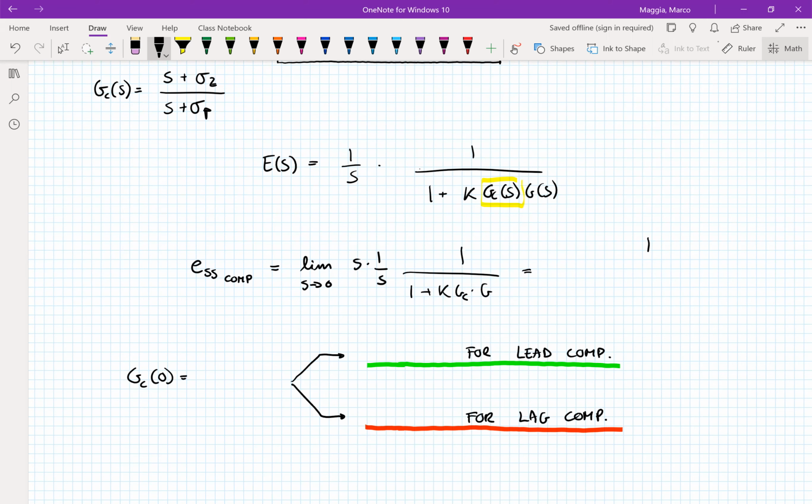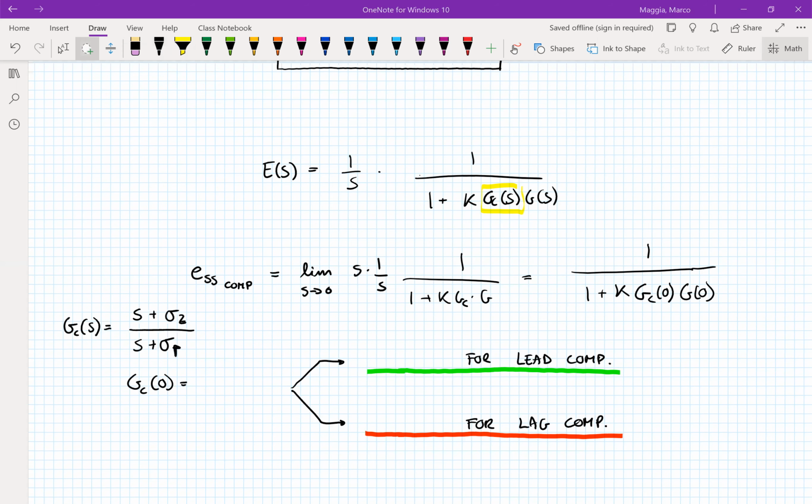And so this is equal to 1 over 1 plus K GC evaluated at 0 and G evaluated at 0. But what is GC evaluated at 0? Well, consider GC, substitute s equals 0, then you're left with sigma z over sigma p. And for convenience, let's call this ratio 1 over alpha. So alpha is actually sigma p over sigma z.